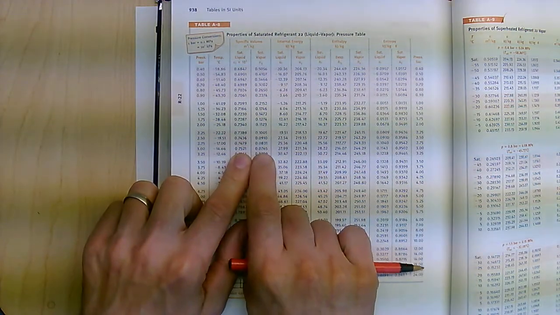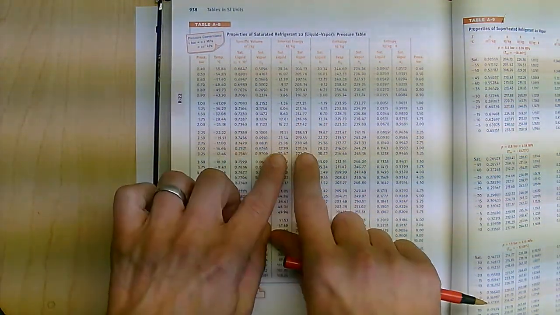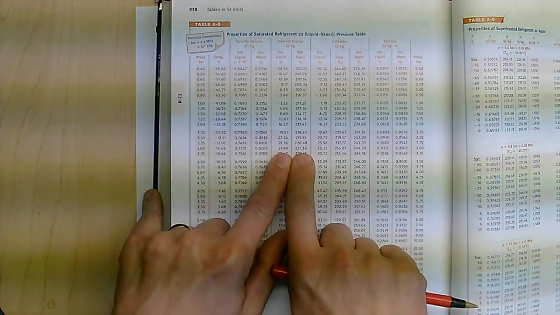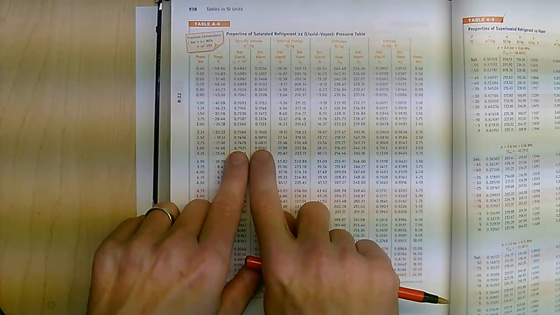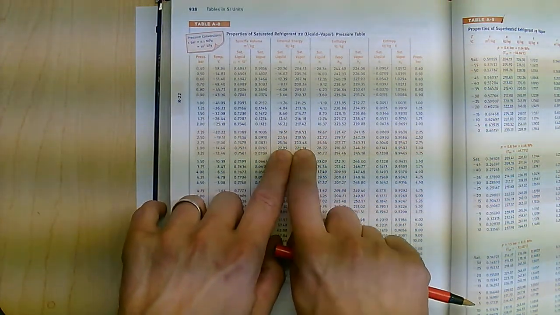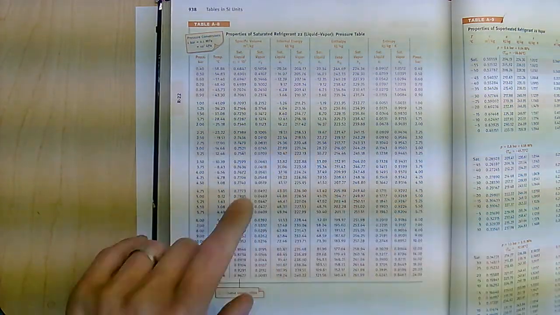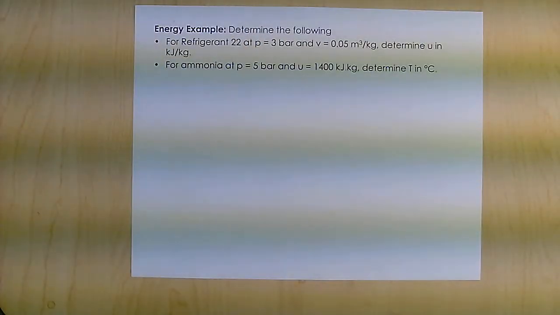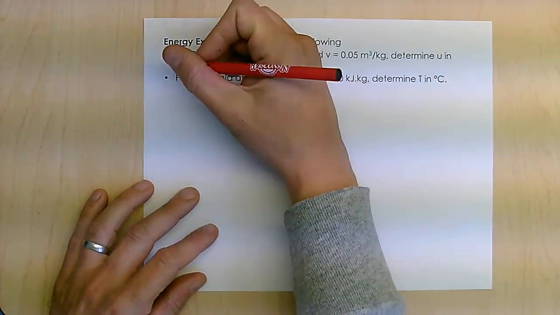At 0.05, I'm about 2/3 of the way through, which means I'm about 2/3 of the way between these two internal energies. So at this pressure, I need to interpolate between these two values to figure out where between the two internal energy values I actually am. So I'm going to set up a ratio here again, using my volume.